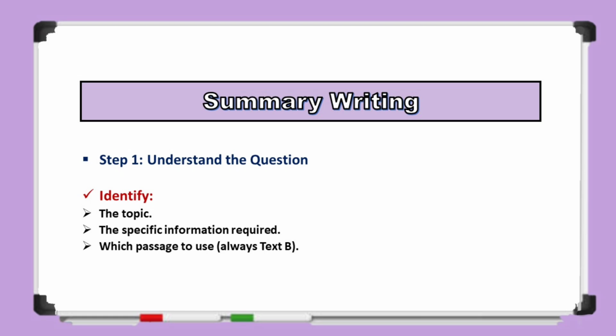Now that you understand what the summary question is, let's learn the exact steps you should follow in the examination. Step 1 is to understand the question. Before reading text B, always read the summary question first. Identify the main topic, underline the command words, and work out exactly what information the examiner wants you to summarize. Also remember that the summary is always based on text B, never text A. If the question asks for 2 different aspects, make sure you identify both before you begin reading.